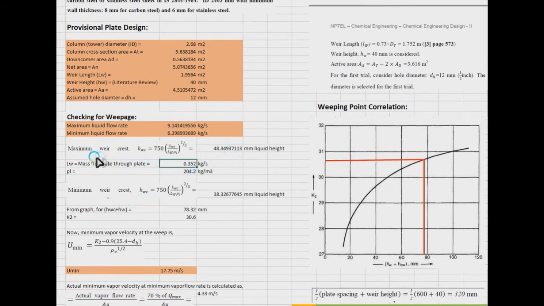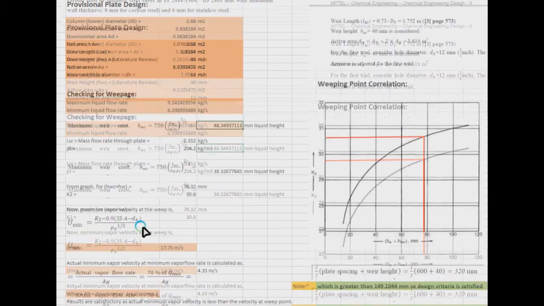So the maximum weir height or head is calculated out to be 48.34 in this case. Now the same justification can be used for the minimum weir crest, where you have to replace the LWC, in which you used the maximum liquid flow rate, by the minimum liquid flow rate, and the change will change your weir crest or head from 48 to about 38. It is reduced by 10.